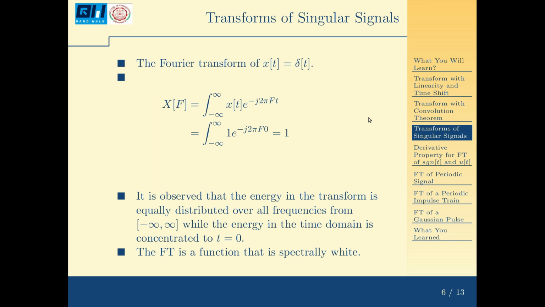Then let us compute the transforms of some singular signals. Say Fourier transform of x(t) equal to delta(t). Delta(t) is 1 for t equal to 0, 0 elsewhere. It's a Kronecker delta function. So X(f) will be the integral from minus infinity to infinity of x(t) e raised to minus j 2 pi f t.